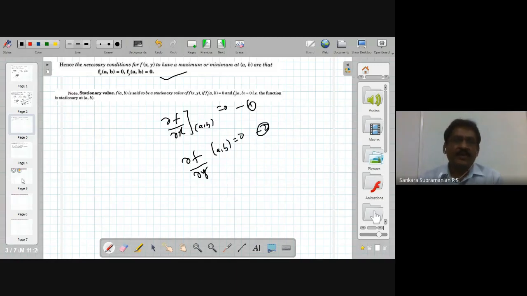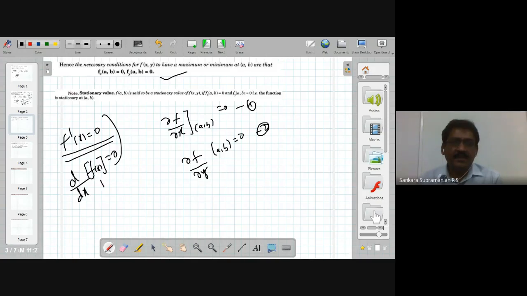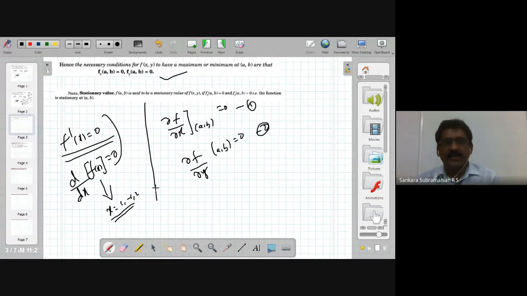So in one variable we say that put f dash of x equal to 0, right? This is what we have done. That is differentiation with respect to x for the function f of x. We will be equating it to 0 and we will be getting the points for x, say for example 1, -1, 2, and we call these as critical points, right?